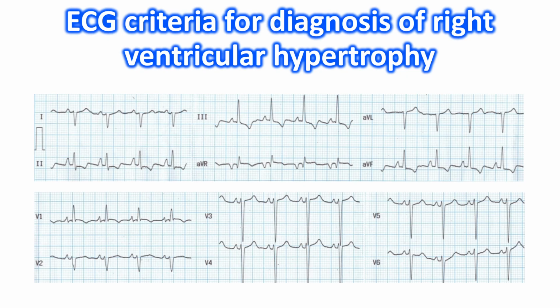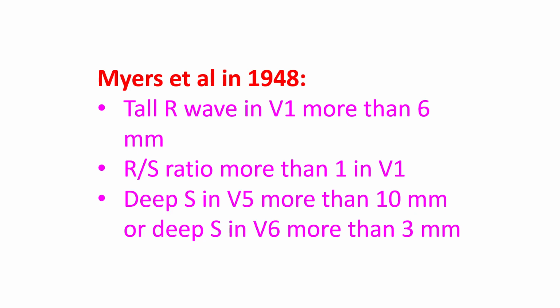In 1948, tall R wave in V1 more than 6 mm, R by S ratio more than 1 in V1, deep S in V5 more than 10 mm, or deep S in V6 more than 3 mm were proposed by them. Some of them are still very popular.